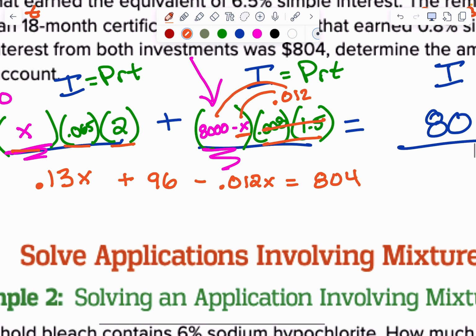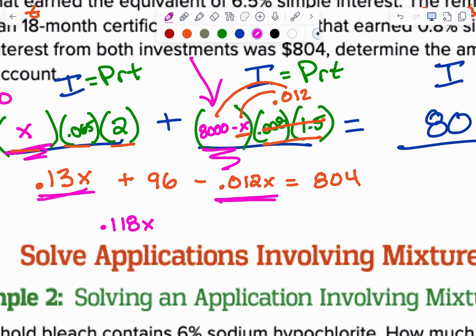Now we combine. Do you see how many pieces we have at this point? How many pieces do we have? 3 on the left, right? And 1 on the right, so we have 4 total, right? But these two can go together because they're like terms. 0.13 minus 0.012 is like 0.118x. Yeah? 0.118x if we combine these two, right?